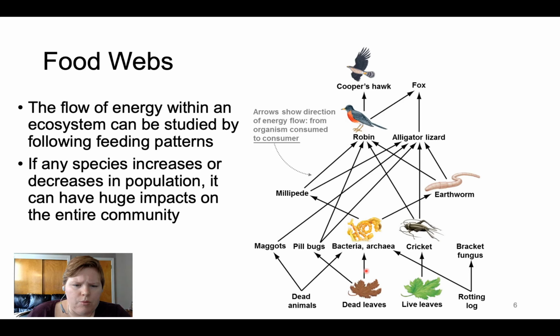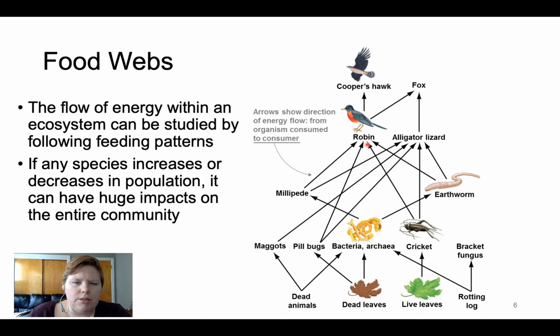This is kind of one level of the food web. This is the next level right here. So things like bacteria, pill bugs, maggots get eaten by other things. Earthworms are able to eat things that have bacteria. They eat seeds. Millipedes eat the small things and can break things down. Robins, birds, are eating a lot of different things. They have lots of different arrows that are pointing to it.